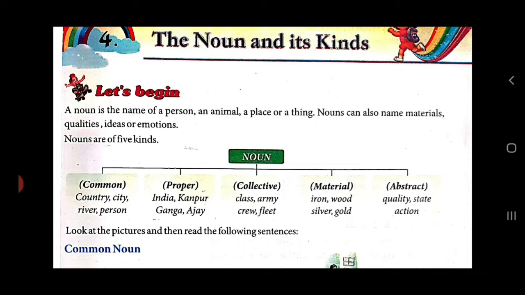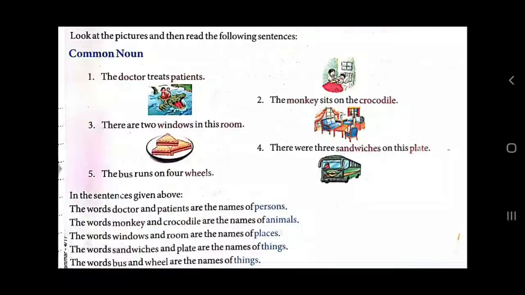First of all, talking about common nouns. Look at the pictures and then read the following sentences. Now children, first of all, we will read out all the 5 sentences which are given and then try to understand the same. Under common noun, first sentence: the doctor treats patients. Second, the monkey sits on the crocodile. Third, there are 2 windows in this room. Fourth, there were 3 sandwiches on this plate. Fifth, the bus runs on 4 wheels.